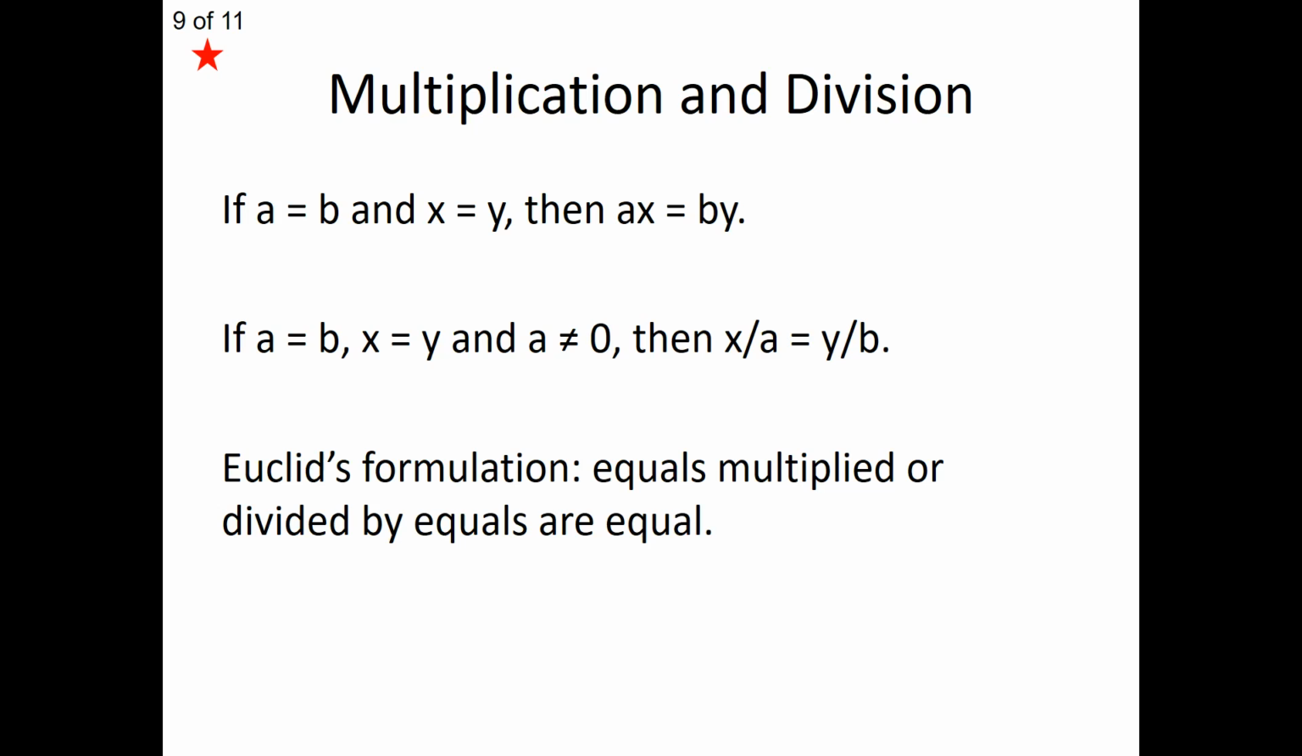So if I give you a is equal to b and x equal to y, I also must tell you that whatever quantity we're dividing by cannot equal 0. So we're going to divide by a, which means I cannot let a equal 0, which means b inherently is also not equal to 0. So then what results is x divided by a is equal to y divided by b. So equals divided by equals are equal.